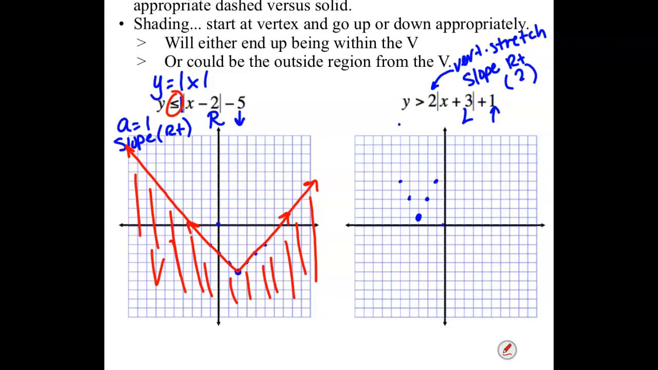Notice on this one that there is no equal sign, so our V is going to be dotted. And this time we want y greater than that, so we are shading above our vertex, which is going to be all of the stuff that's inside that V-shape.